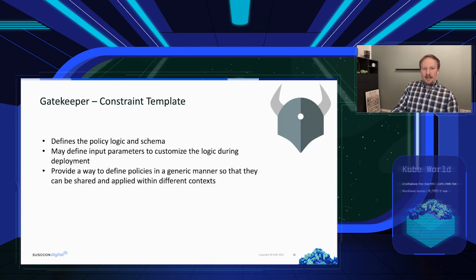So Open Policy Agent Gatekeeper consists of two resources. First of all, you have a constraint template. This allows you to define a policy logic and a schema in a very generic manner without applying it to application context at the same time. So this also allows you to even provide input parameters to slightly adjust the policies during the deployment. And because that is a very generic way to define things, it also serves easily to be shared across different users or across different environments.